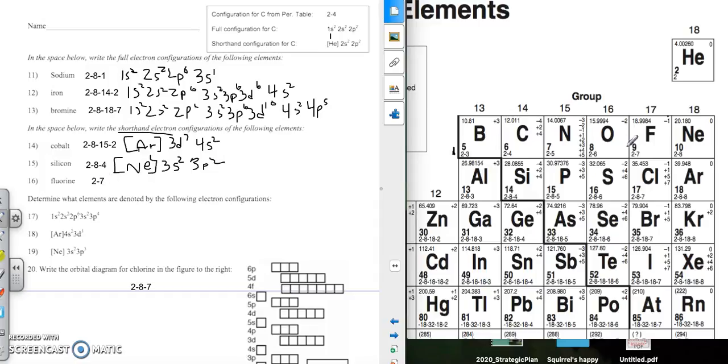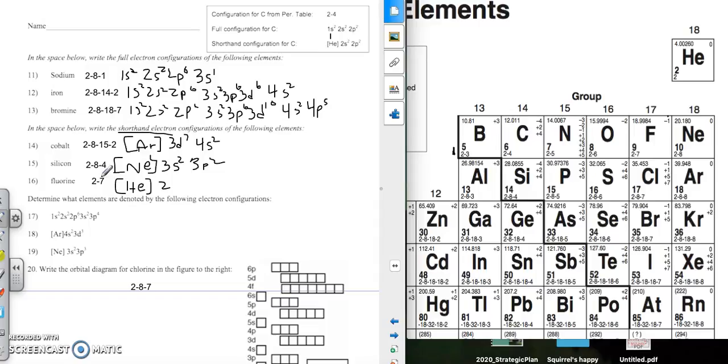Fluorine, 2-7. Okay, so here's fluorine right here. Go up a row and all the way over to helium. All right, so we're going to start by writing helium in brackets. Now, the helium only has 2 electrons in the first principal energy level, so this 2 right here represents what helium has. So this is not much of a shortcut, but the helium would be the 1s2.